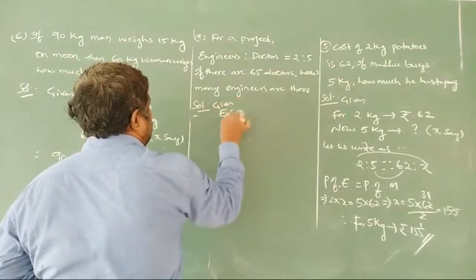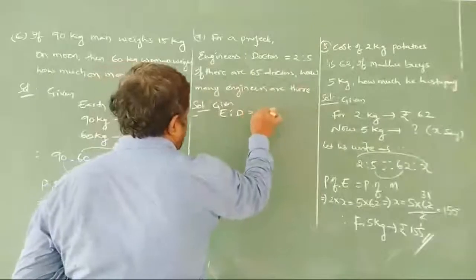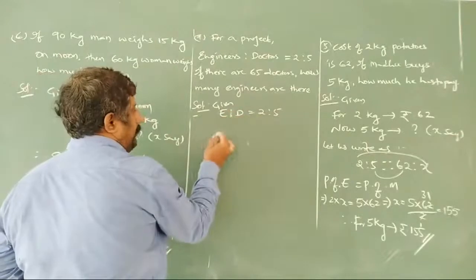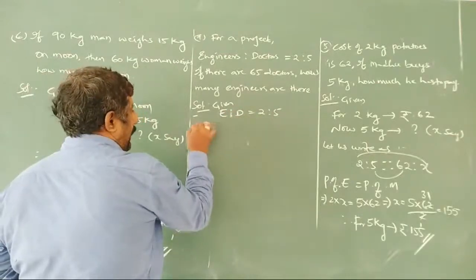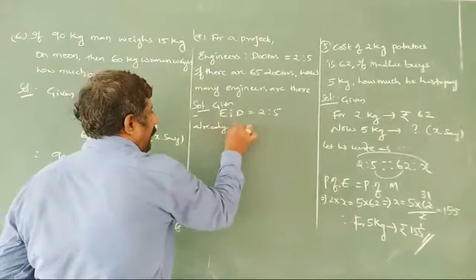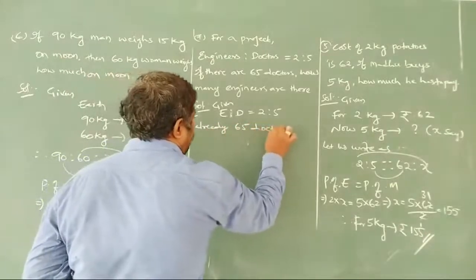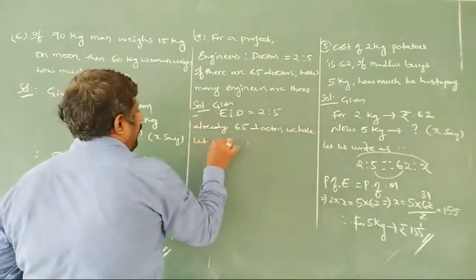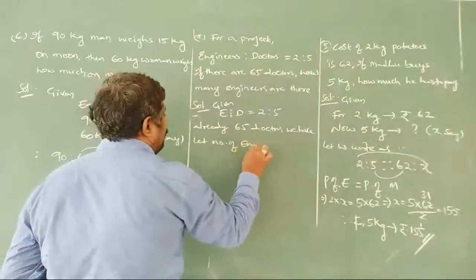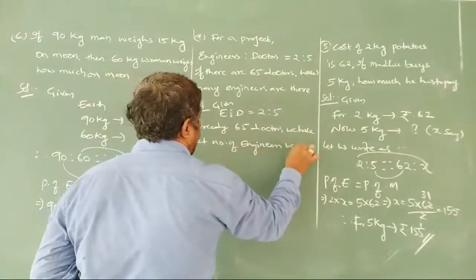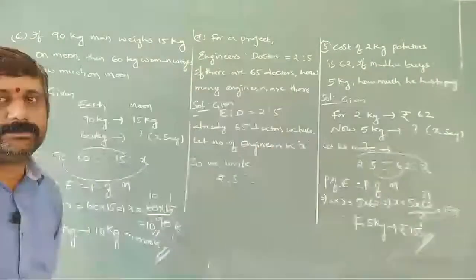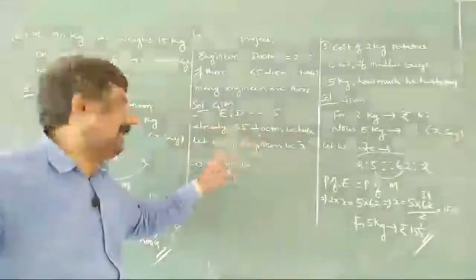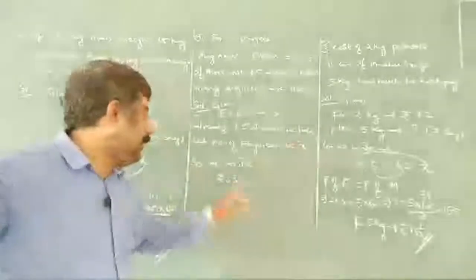Given: E is to D is 2:5, where E is engineers and D is doctors. Already 65 doctors we have. Let the number of engineers be x. Now we need to find the number of engineers, which we are assuming as x.